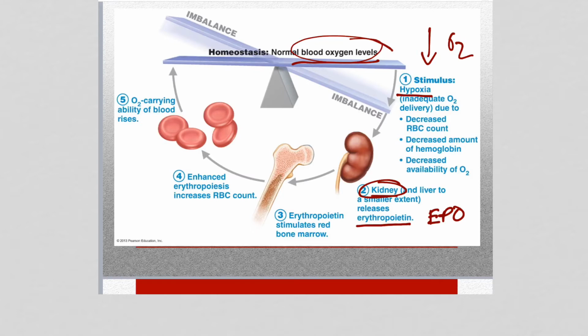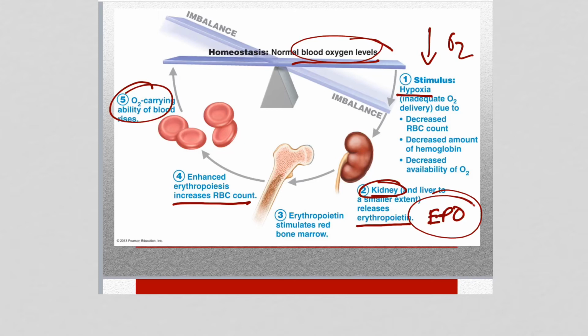So erythropoietin is then going to go to the target organ, which is red bone marrow, and it's going to stimulate the production of red blood cells. So you're going to have erythropoiesis as a result of EPO being present. And basically what that does is it increases the red blood cell count. So if you're increasing the red blood cell count, you're going to increase the overall carrying ability of the blood. So the thing about this is that the body's response is going to be the same.